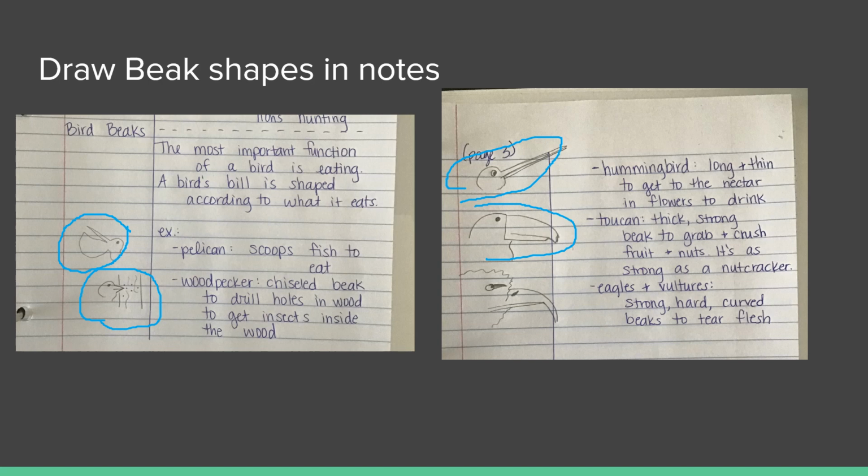The toucan looking a little funky, but big, thick, strong, strong as a nutcracker. And then the eagle, who looks obviously, I don't know what he looks like, but with the sharp point here at the end to tear the flesh. Okay.